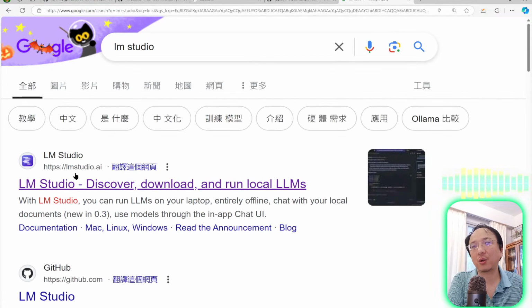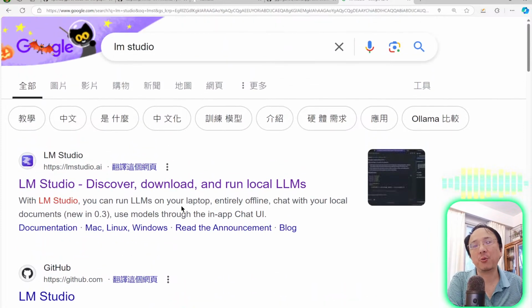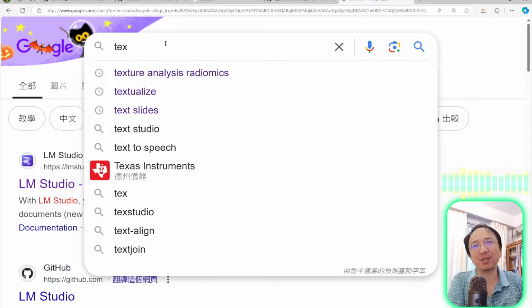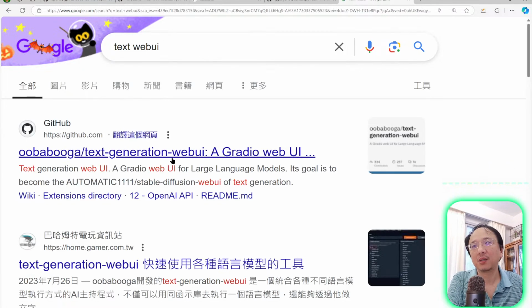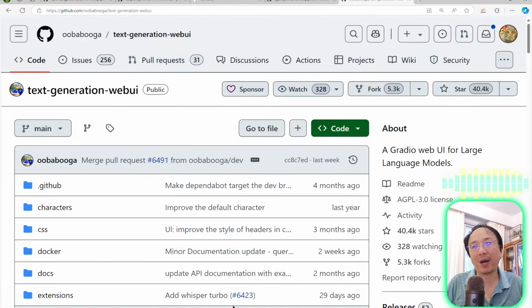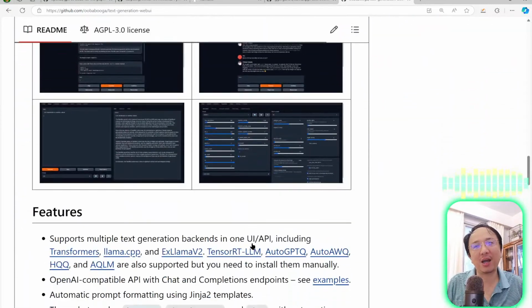There's also LM Studio, which is also very popular. And you may use something which I recommended before, like text generation web UI, a Gradio web UI. I think people may still use it, but I haven't used it for quite a while.